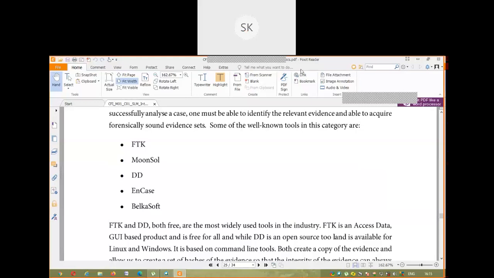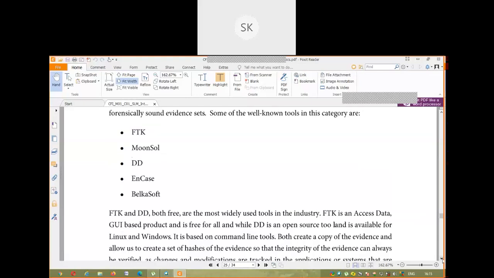We are just mentioning some of the tools, not much to understand here, and where you can get those tools, whether it is free of cost or you have to buy. FTK is a tool you can use in Windows systems. DD is another tool. These are the mostly used tools for data acquisition. You can use it in Linux and it is free of cost.